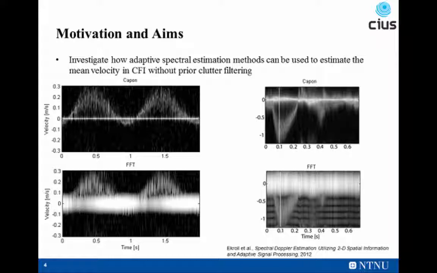Here you see two cases. The top spectra are generated using an adaptive spectral estimation method, and the bottom ones are generated using the FFT approach. And here you can see that the clutter is confined in a small region in the adaptive spectral estimation spectra. The packet sizes here are 12 for this case and 10 for the in vivo case.